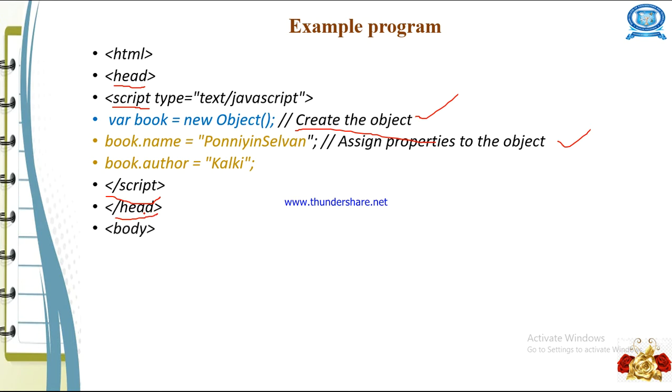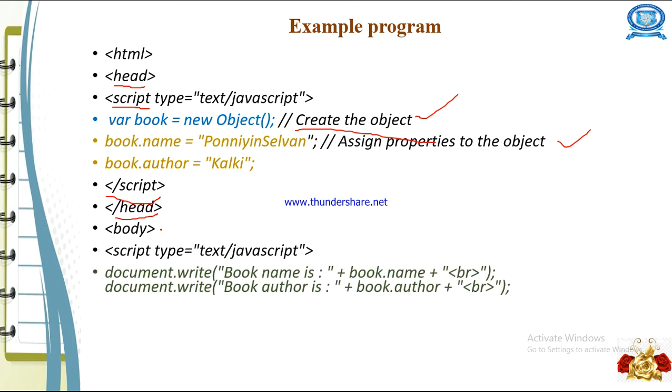Then you have to open the body, open tag. You have to use script open again. Just give the output statements. I have created an object and assigned the property values also. Now I want to display the output, with labels: the book name is, and book author is.